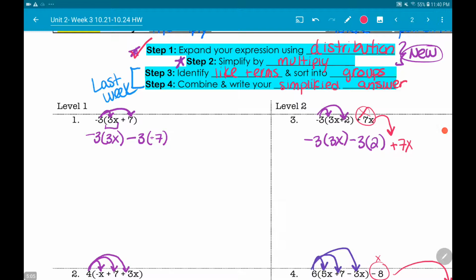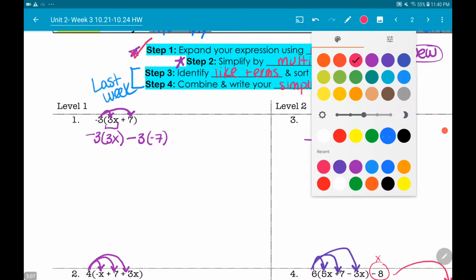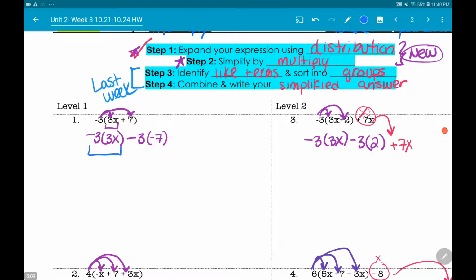Now I need to do step 2, which is simplify. We learned that parentheses mean multiplication. So now I'm just going to simplify using multiplication. How we do that is we just multiply the numbers and bring down an x if there is a variable. Again, I multiply the numbers, there's no x, and that's it. All right, so let's go through and do that for all of them.